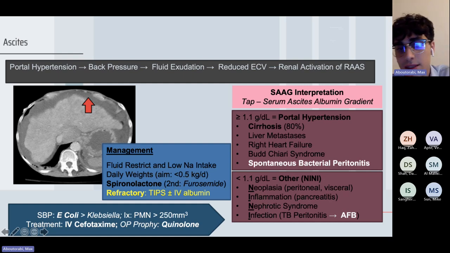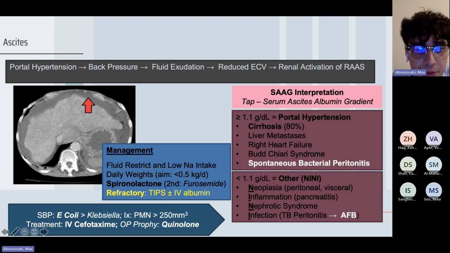So you need to consider things like cirrhosis, liver mets, right-sided heart failure, Budd-Chiari syndrome, and SBP or spontaneous bacterial peritonitis. And if it comes out as less than one, it would be an other cause, so you can get neoplasias, inflammation, nephrotic syndrome, and infection.